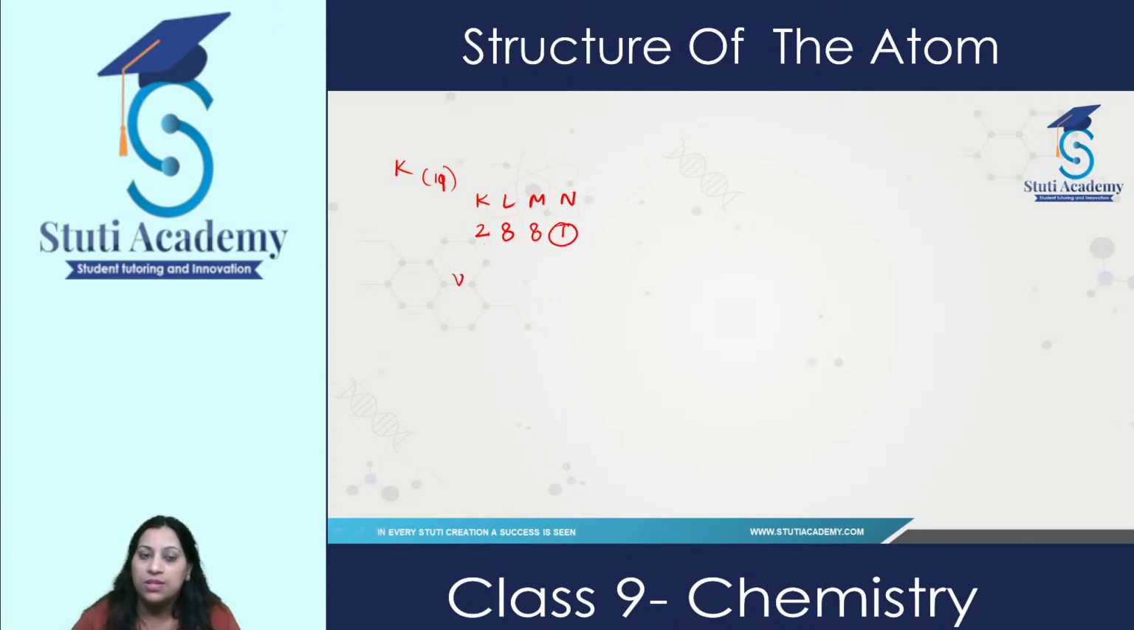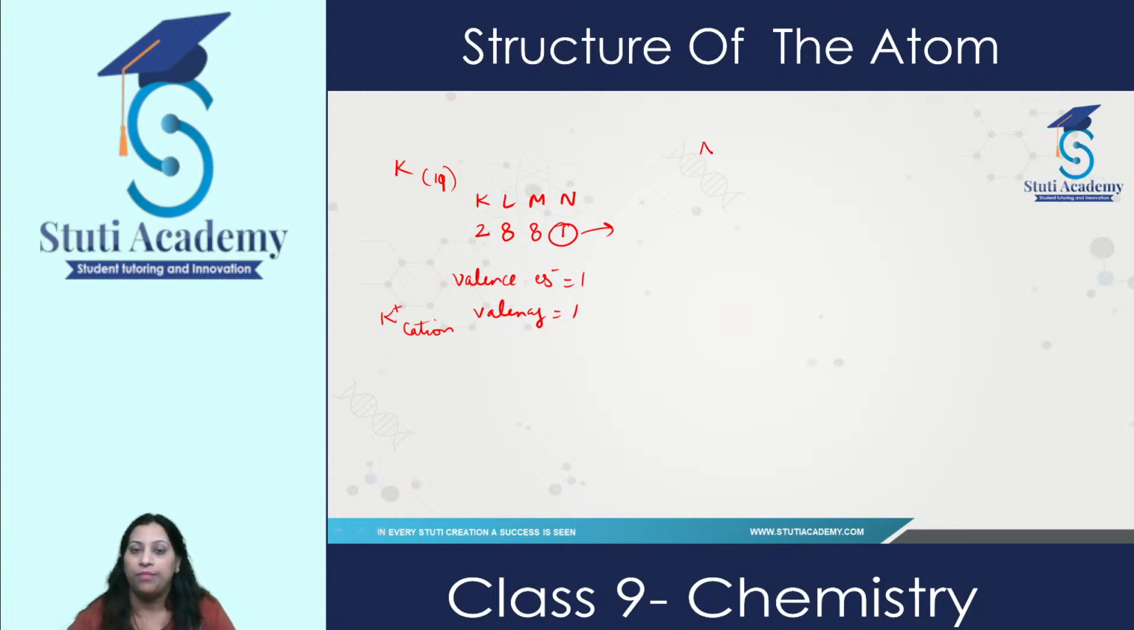Valence electrons 1 and valency is also 1, because here it is losing one electron and it becomes K positive. It becomes a cation. Understood? So this is how we'll write the electronic configuration of different elements.